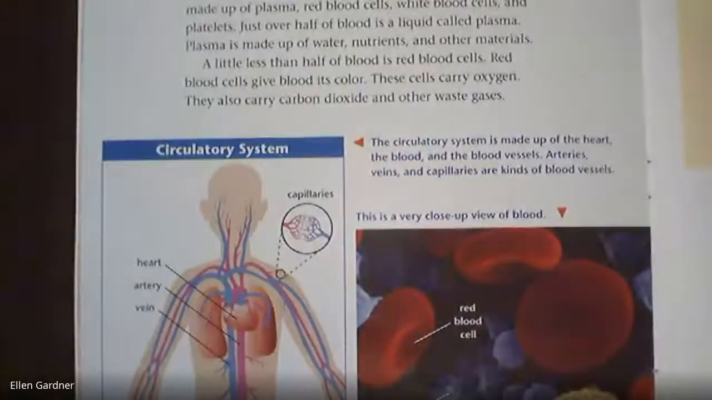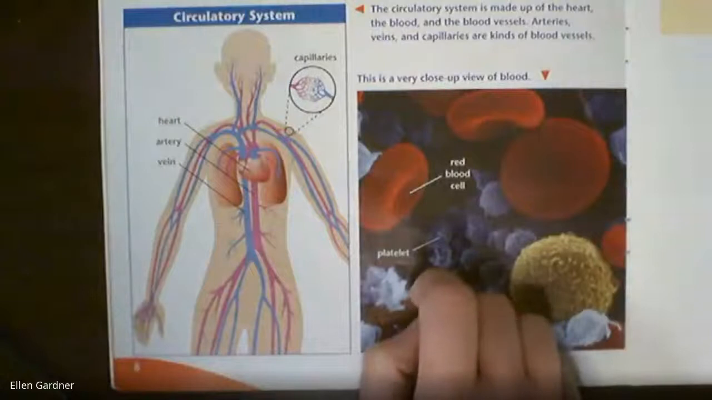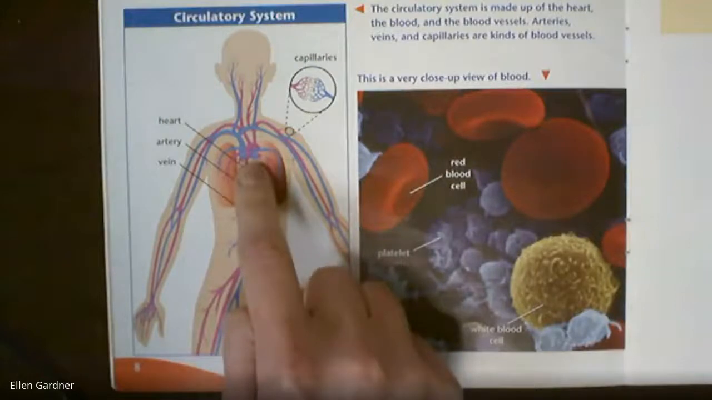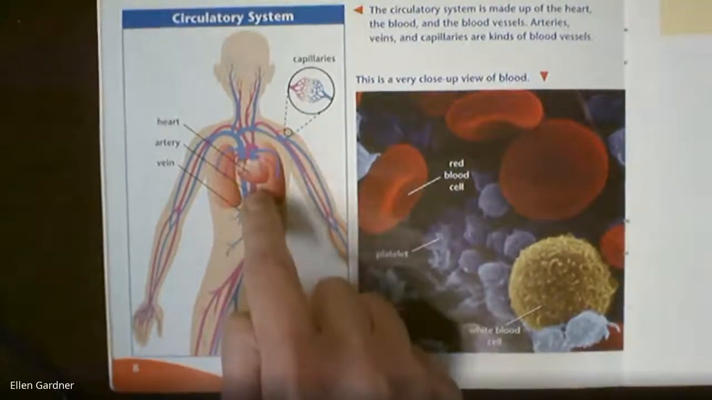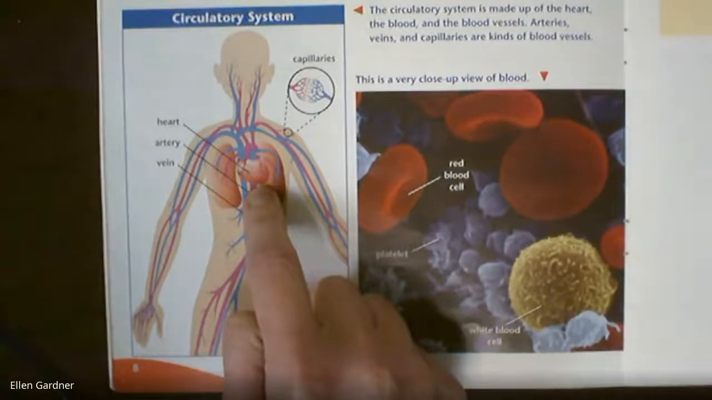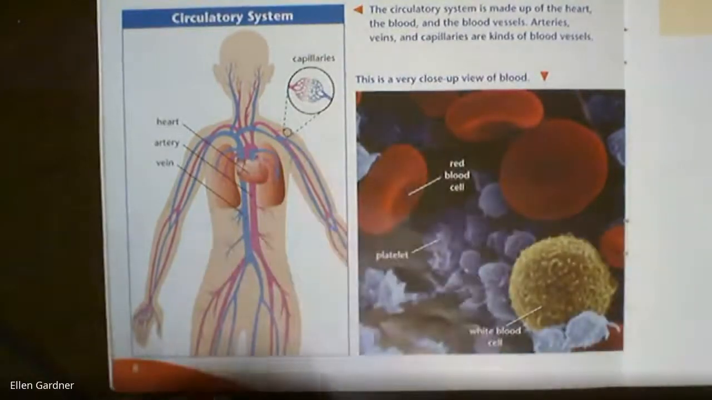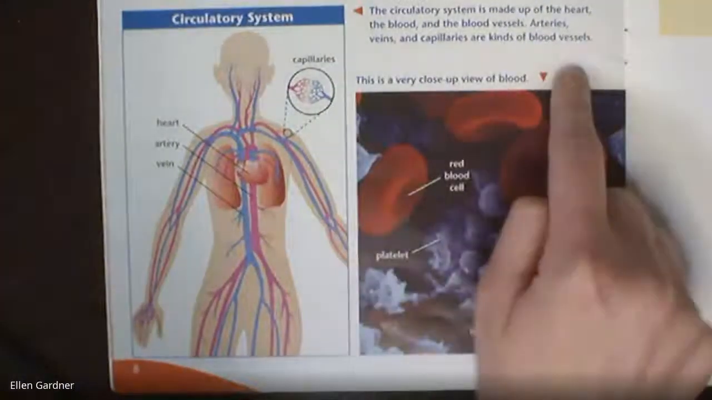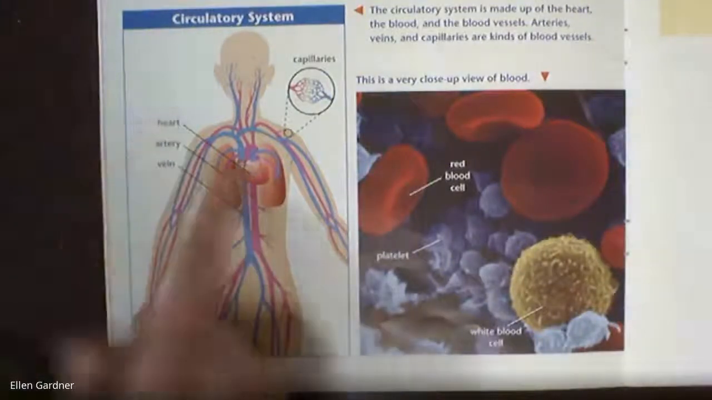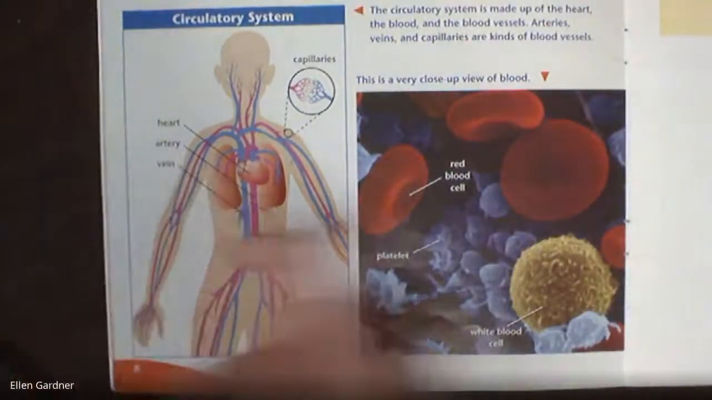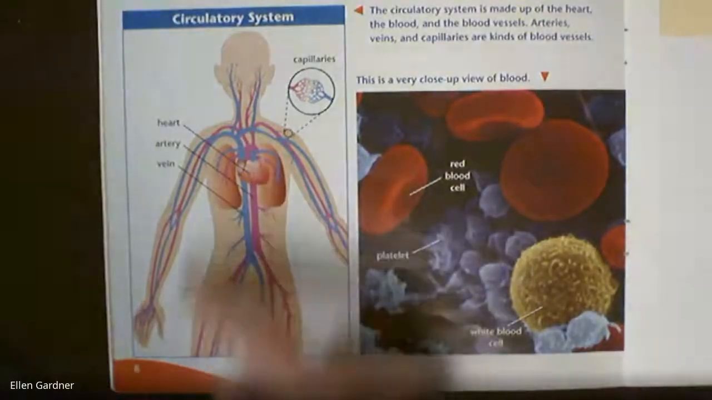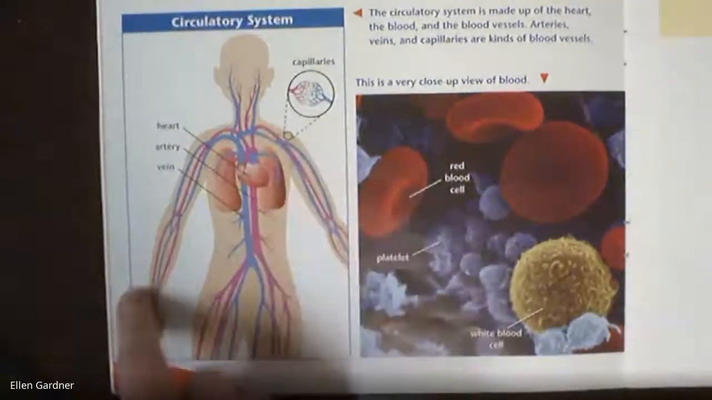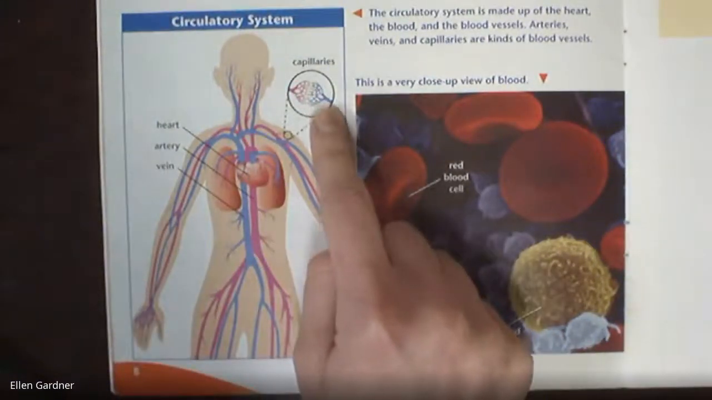As you can see here, this is a picture of the circulatory system. It says it's made up of the heart, right here. Here's the lungs, here's the heart, right in the middle. The blood and the blood vessels. So arteries, veins, and capillaries are kinds of blood vessels. So here's the heart. Here's an artery, which is the pink that you'll see throughout the body, and veins are the blue that you see throughout the body. And there's capillaries.